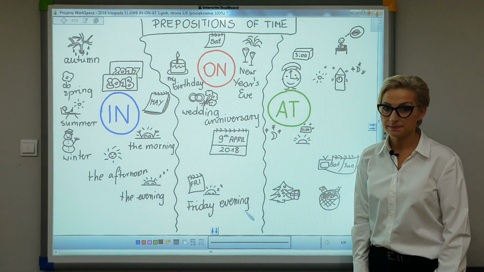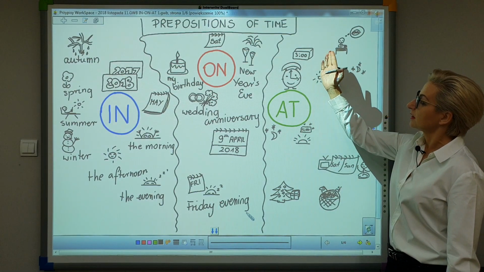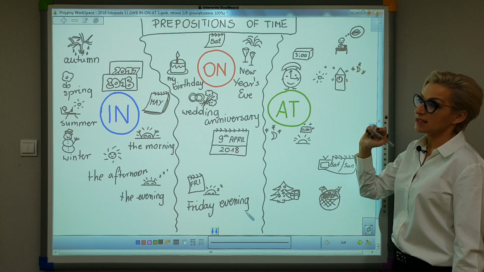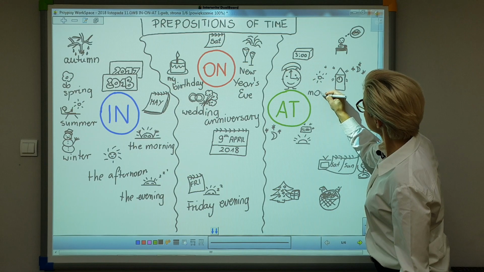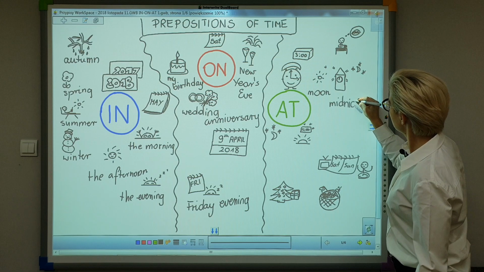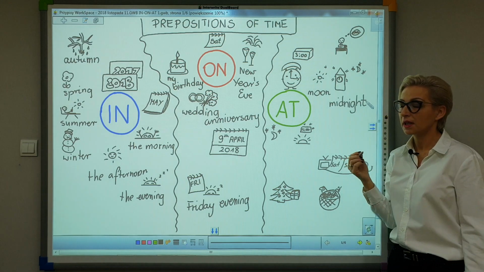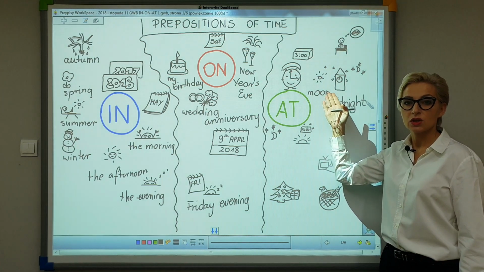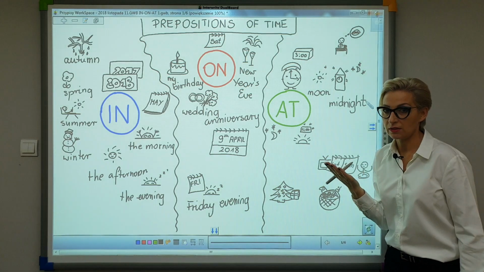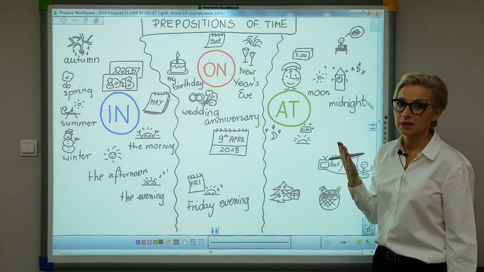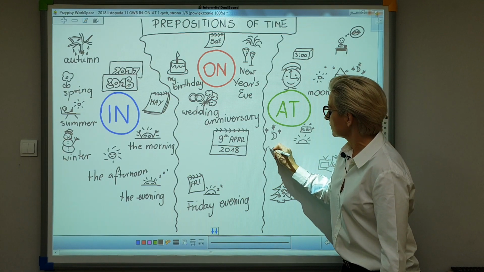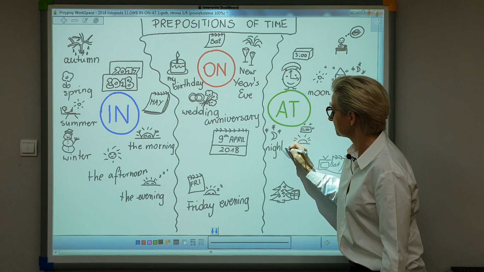Let's move on to at. At is connected with time. And if time, that's why we say at noon and at midnight. Why? Because noon is 12. It's the time. Midnight is also 12, but it's 12 a.m. at night, right? Okay. We use at when we want to say at night.